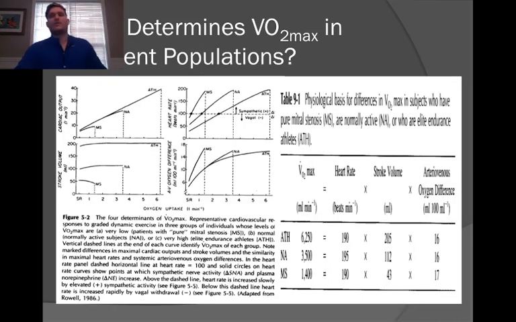All right, so what is going to determine VO2 max in different populations? Meaning that, if you look at the three aspects of VO2, the heart rate, the stroke volume, the AVO2 difference, what really makes up for that difference across populations? So here we see a figure that basically measures those things in three different populations.